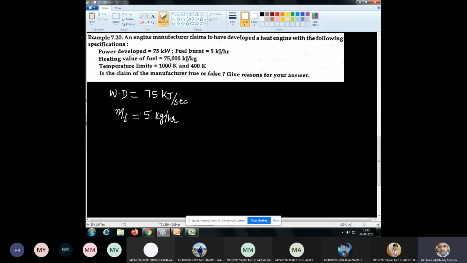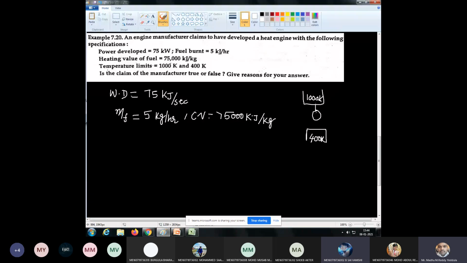Per hour we are burning 5 kg of the fuel, and the heating value, nothing but the calorific value, is equal to 75,000 kilojoules per kg. Then the temperature limits: the source T1 is given as 1000 Kelvin, and T2 is equal to 400 Kelvin.